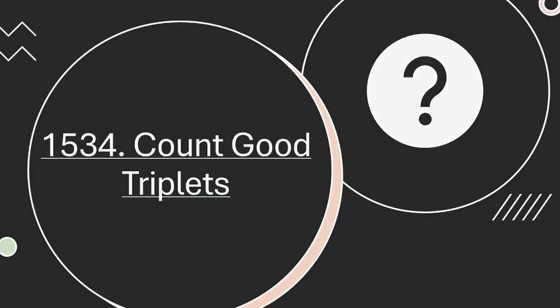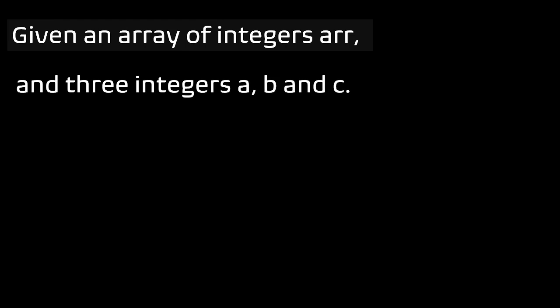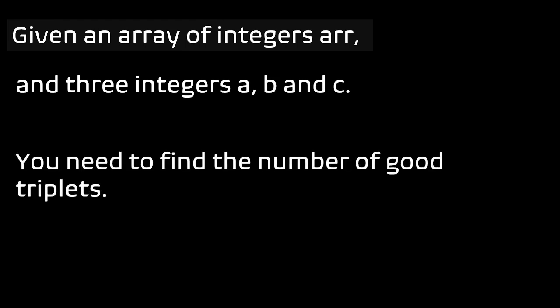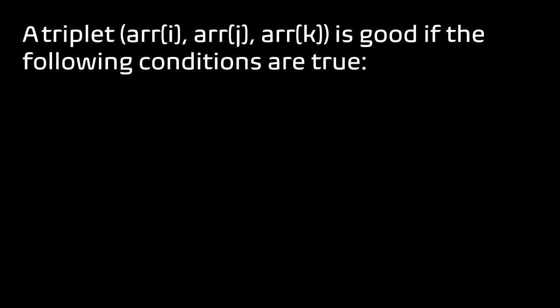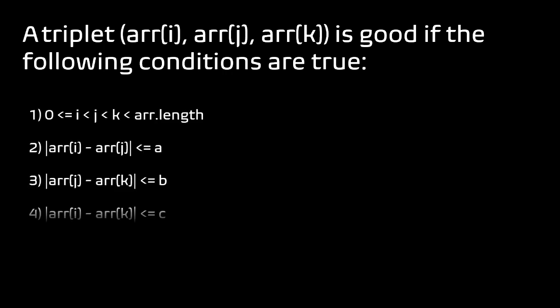Count good triplets. Given an array of integers and three integers a, b and c, you need to find the number of good triplets. A triplet array, which are nothing but the numbers in the array at index i, j and k, is good if the following conditions are true.